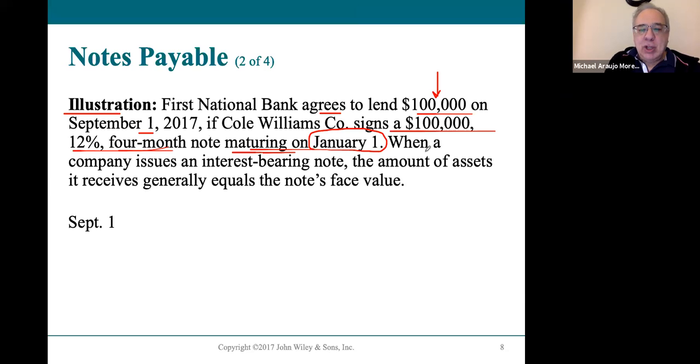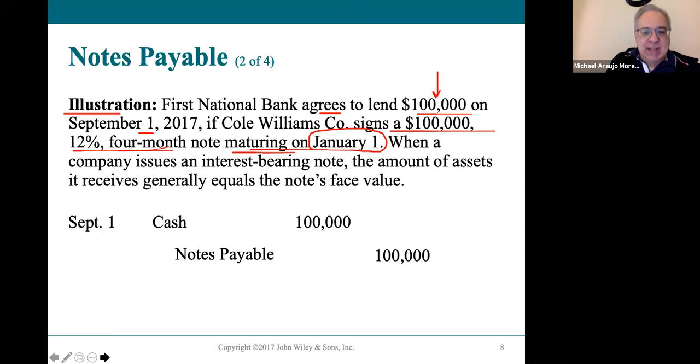Okay. So when the note is actually issued, what's going to happen on the books on September the 1st, right? Well, Cole Williams is going to indicate that they received $100,000 of cash. So a debit to the cash account, a credit to notes payable, showing they have the liability for notes payable.